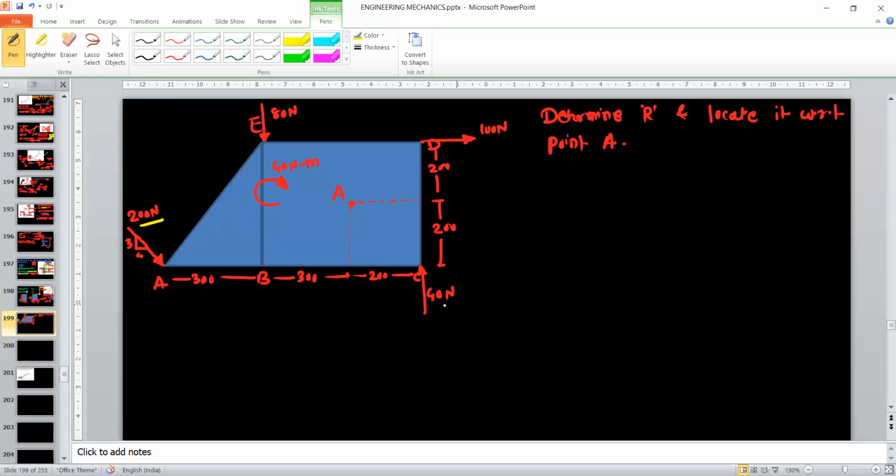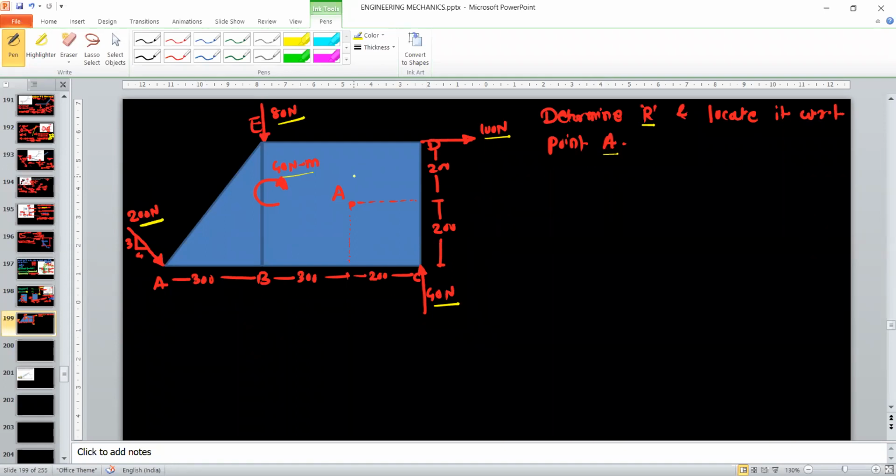Next is 40 Newton. Then next 100 Newton. And last is 80 Newton. There is one additional couple present in the system, which is 40 Newton meter. And the question is, determine the resultant and locate it with respect to point A. That means we have to find the distance of the resultant with respect to point A.